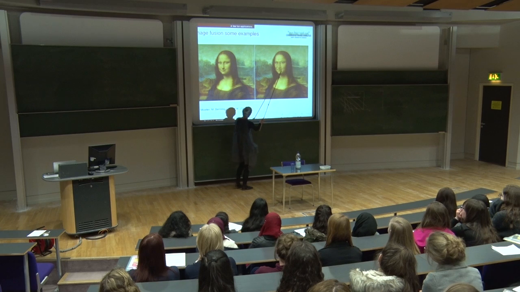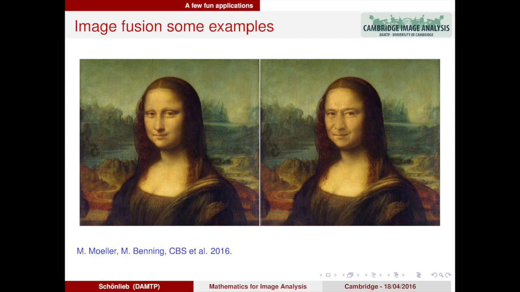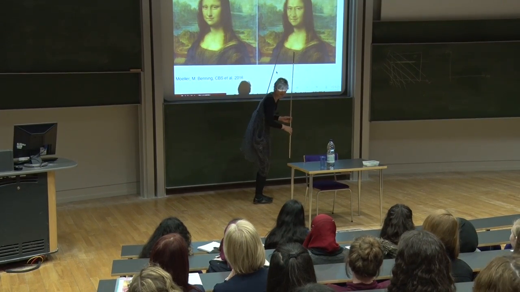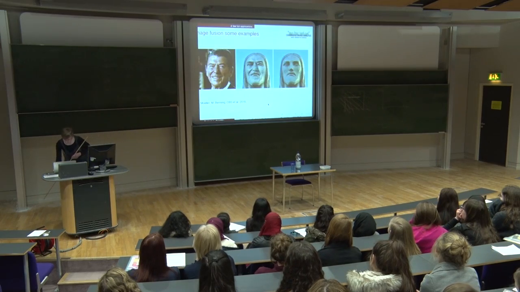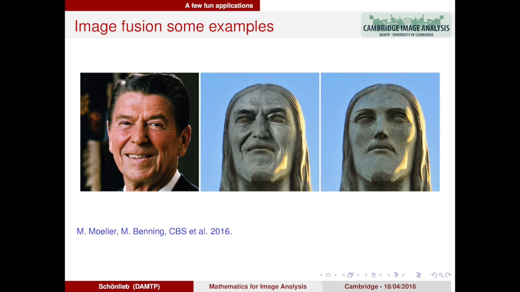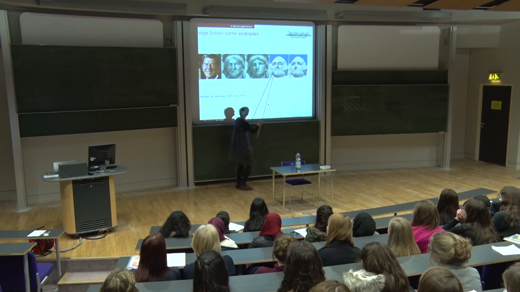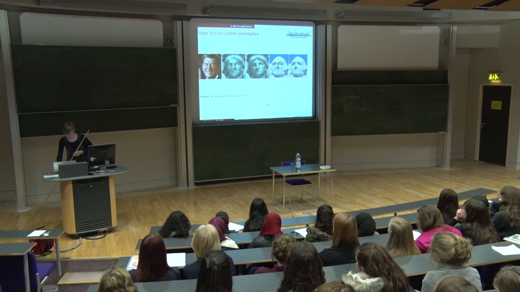So do you guess who this is? Well, this is Mona Lisa, and this is... sorry? No, actually it's again Reagan. It's again Reagan mapped onto the Mona Lisa. Here is Reagan and the Jesus statue in Rio de Janeiro, the Christ statue, slightly aged. You can put Reagan onto the Statue of Liberty. You can put him onto, what's it called, Mount Rushmore, right? This is Washington, I think. Yeah, you can do all these kinds of things. So you can play around with it.